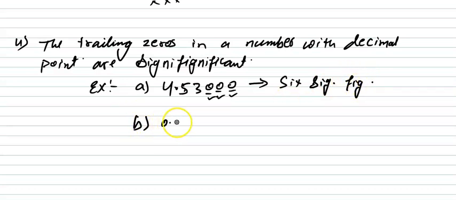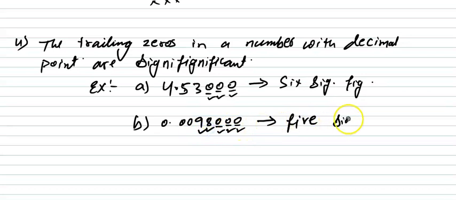Let us take one more example. If this is 0.0098000, how many significant digits do we have? This number is less than 1. According to rule number 3, after the decimal these two zeros are not significant, while these are trailing zeros, hence these are all significant. So we can write here 5 significant figures. 1, 2, 3, 4, 5 significant digits. Getting it, everyone?